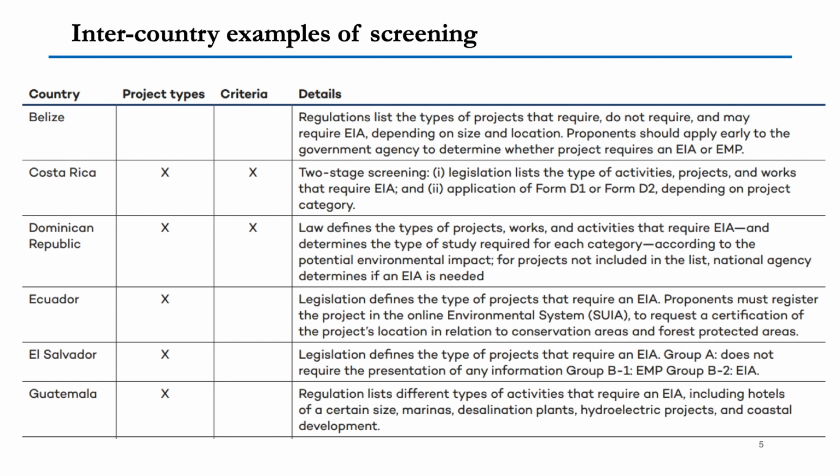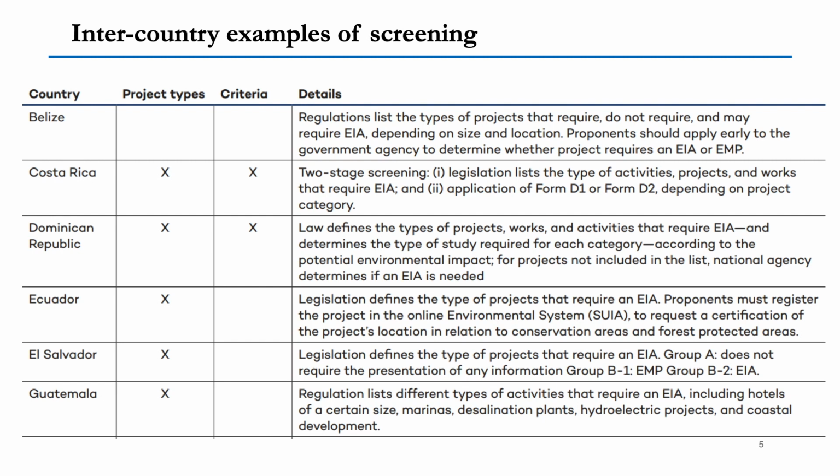Intercountry examples of screening. You can see that Belize has a regulation listing types of projects that require, do not require, and may require EIA. So basically, it is also defined which type of project will undergo the whole process of EIA, which can be exempted depending on the size and the location. So proponents should apply early to the government agency to determine whether the project requires EIA or AMP.